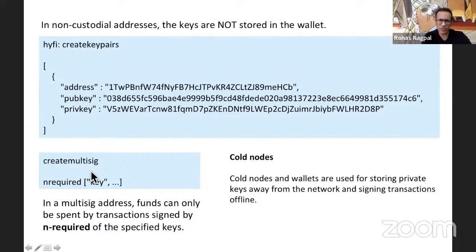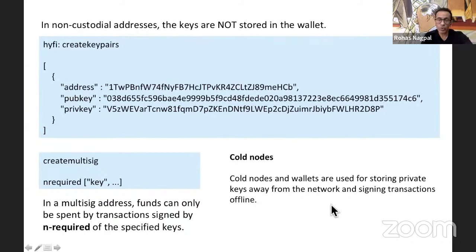When we create it on the blockchain, we could run a command like createmultisig, and we could say n required. That means how many are required? 1, 2, 3. So we can say, let's create a multi-signature address which has 10 keys. Any 6 of them are needed to sign a transaction. So exchanges and other large holders of crypto do that.